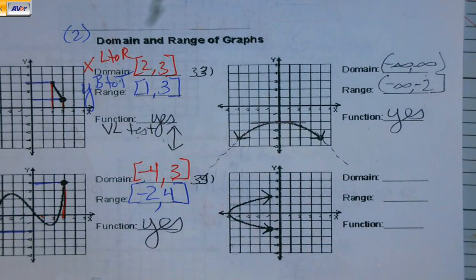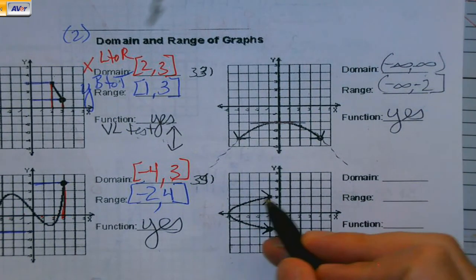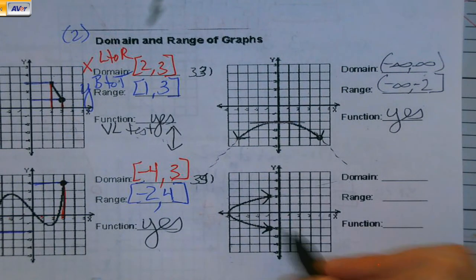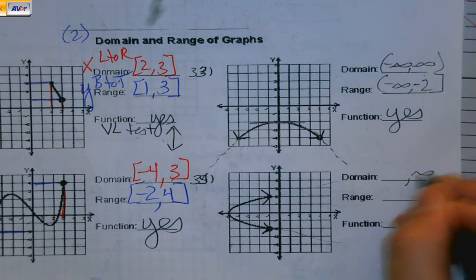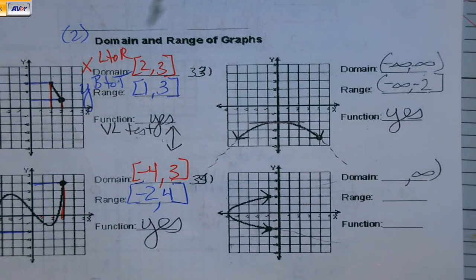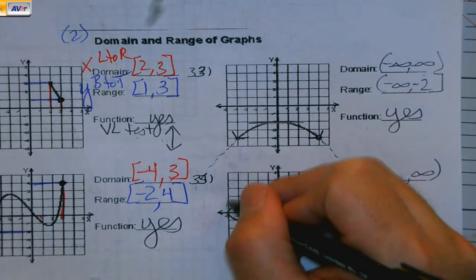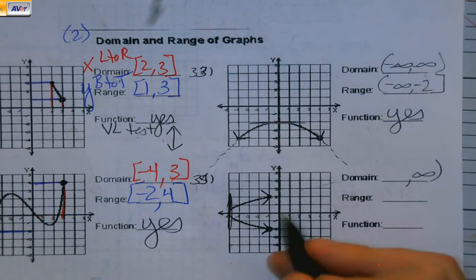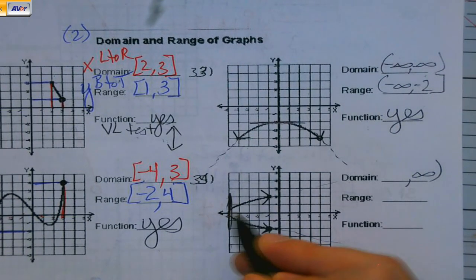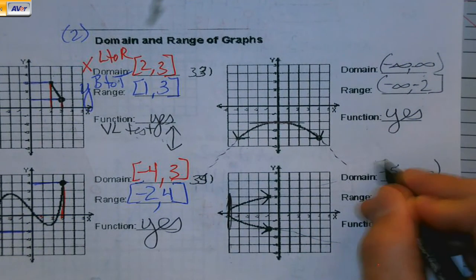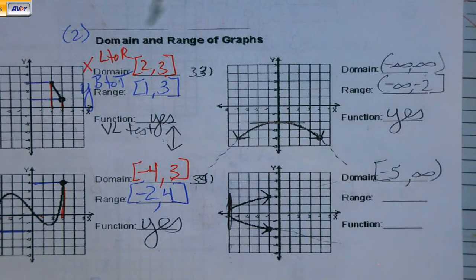Again, with domain and range, I see it goes forever to the right. Okay. So I know that positive infinity will be on the right side. Does it go forever to the left? No. It comes to here and stops. 1, 2, 3, 4, 5. And order matters here. I can't put infinity to -5. It goes left to right, just like when you read a book.